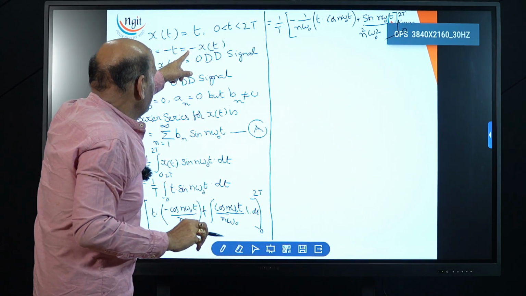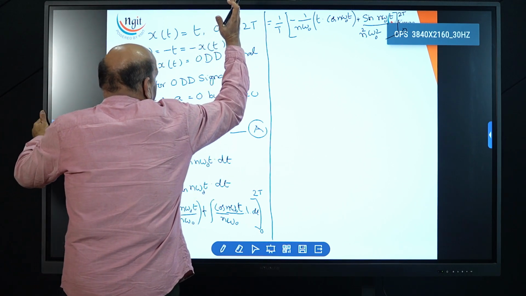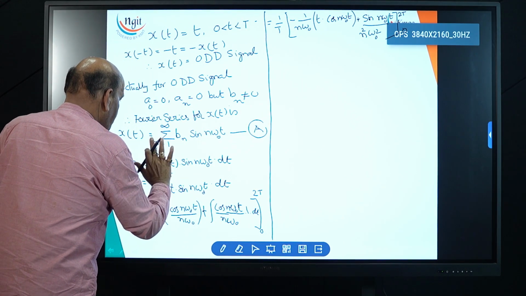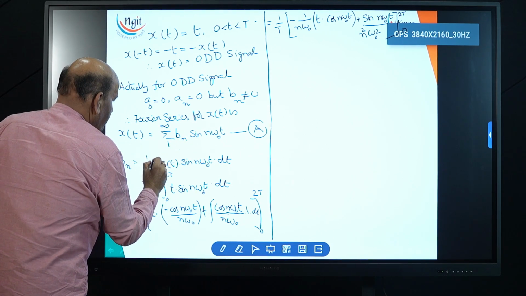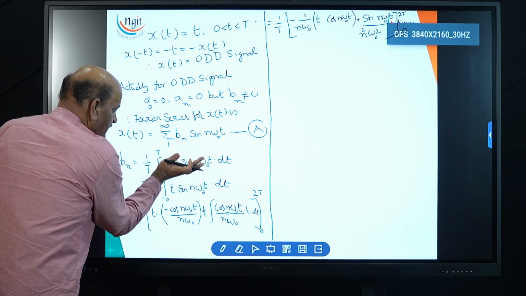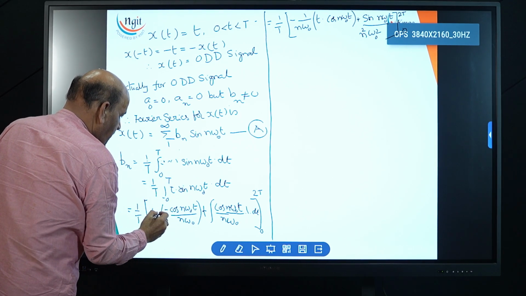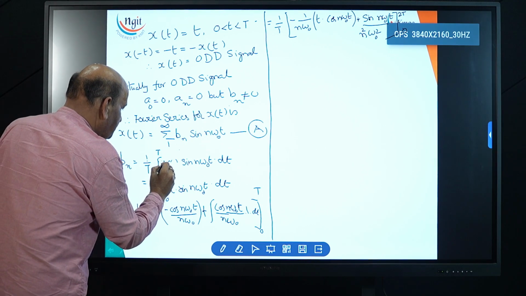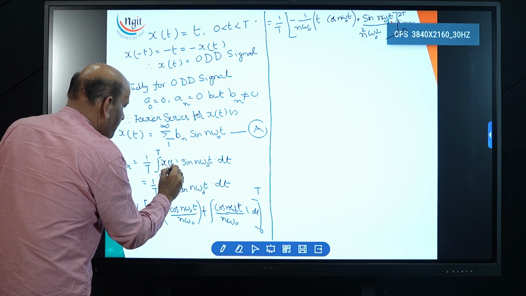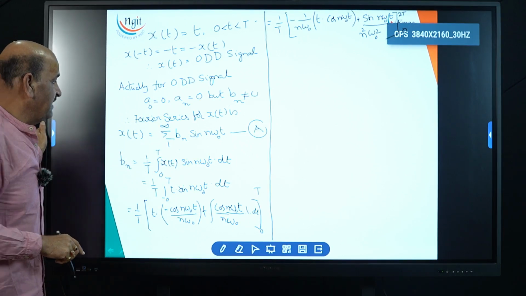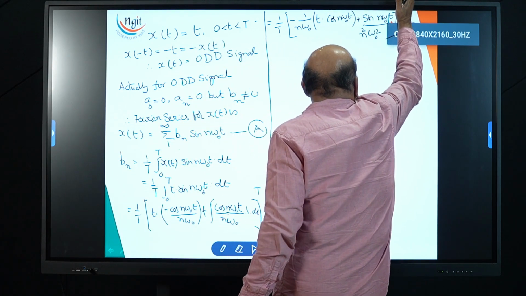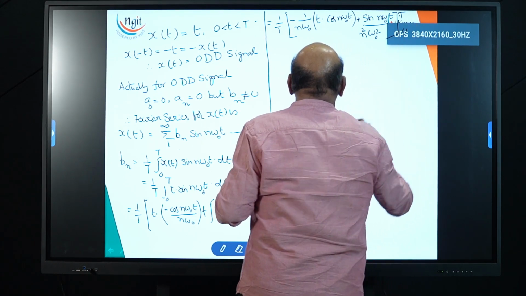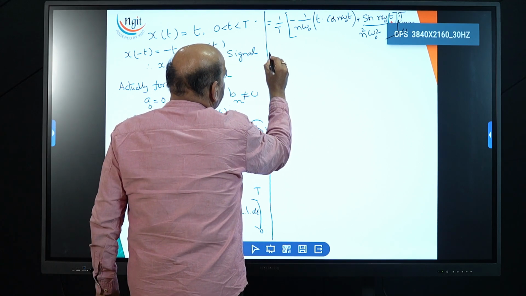Actually, in the examination problem, 2 was not there. I gave it that way, but in the examination problem it was only between 0 to T. So wherever there is 2T, you can make it only T. In the examination problem, only T was given. So between T only.